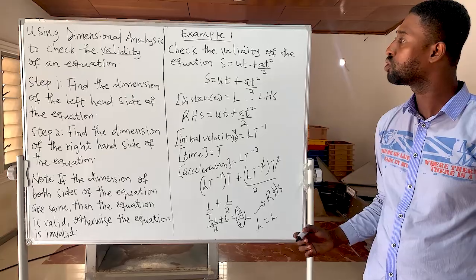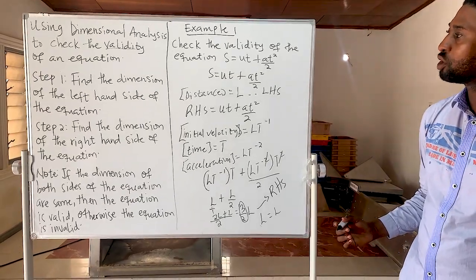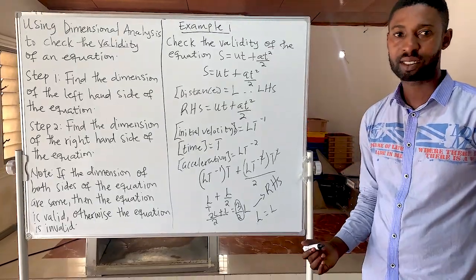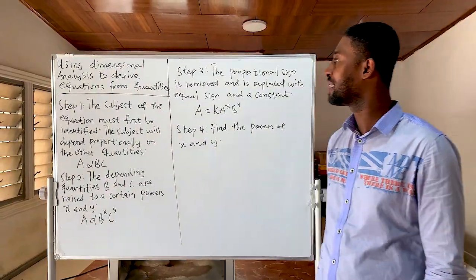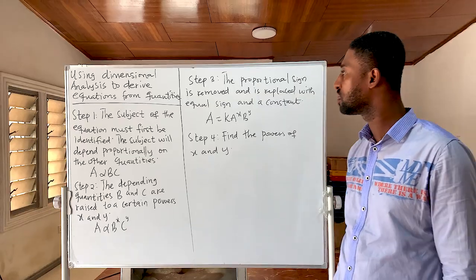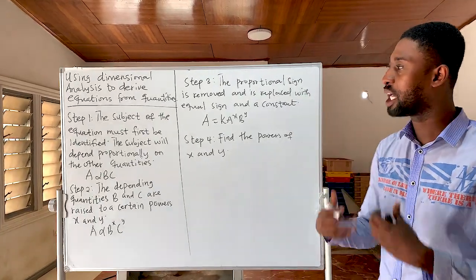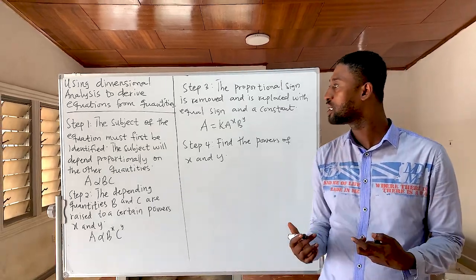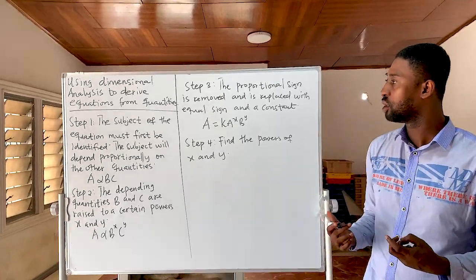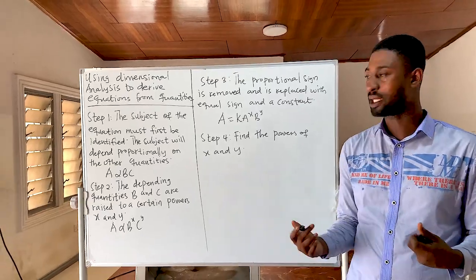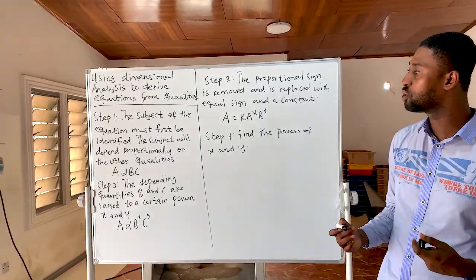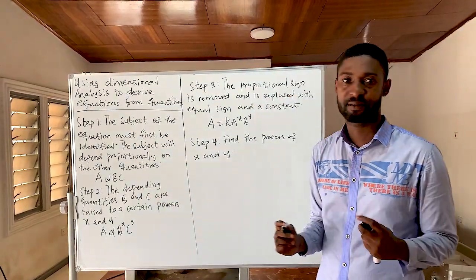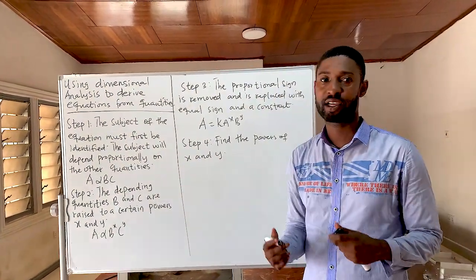So let's move on to the last use of dimensional analysis, which is to derive an equation from quantities. Anytime you are given the dimensions of quantities, you can derive equations from the dimensions. And anytime you want to do that, there are specific rules that you need to follow. First, the subject of the equation must be identified. So you need to first identify your subject.